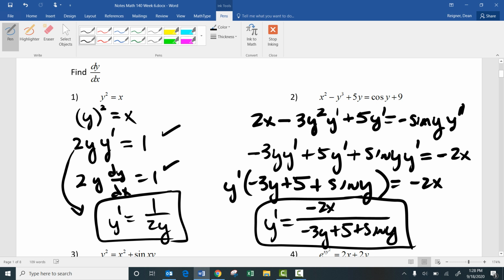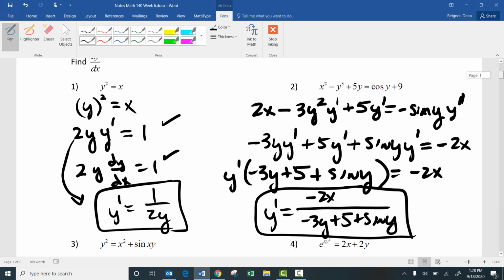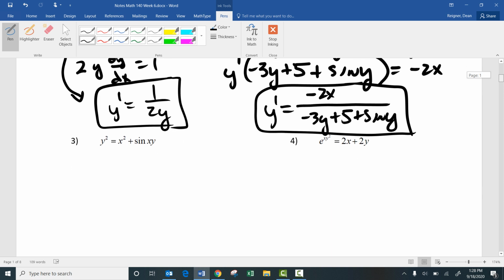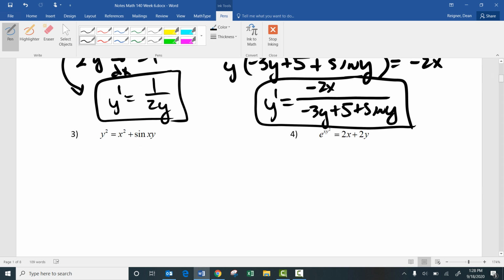All right. Next one, number 3. This one here, it probably should show you the angle is xy for sine. All right, so keep that in mind. I probably should have had it in parentheses to be perfectly clear, but usually when they're together like that, that's the whole angle.